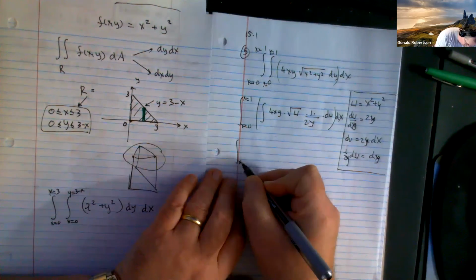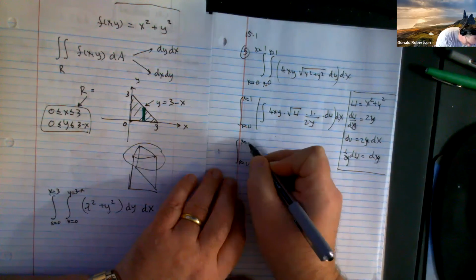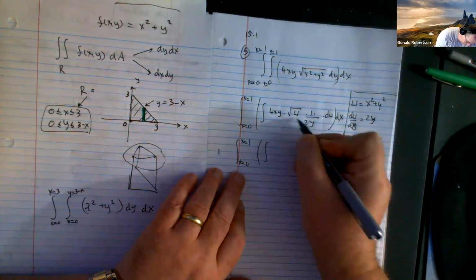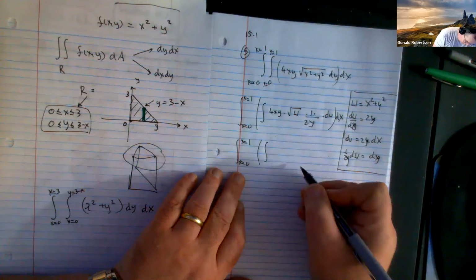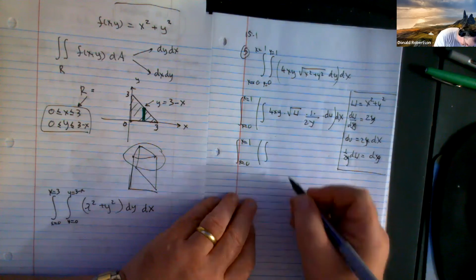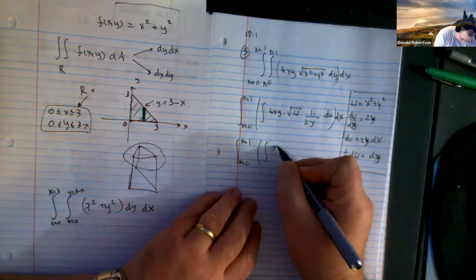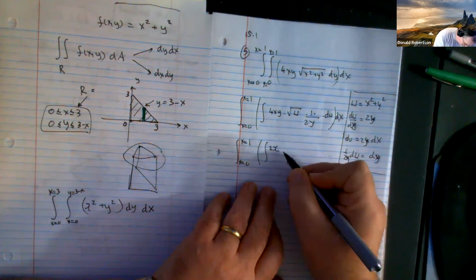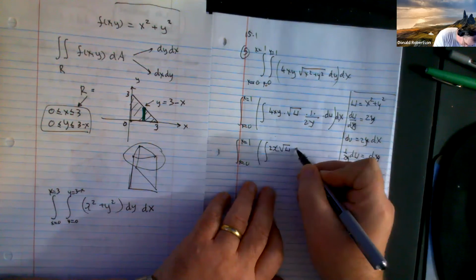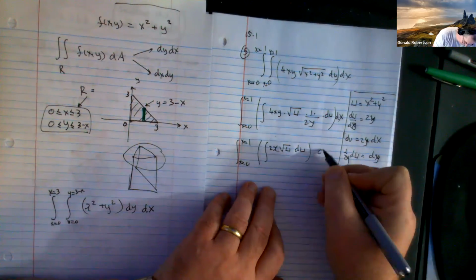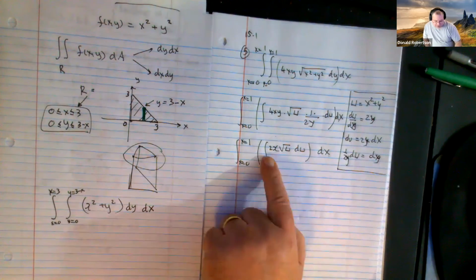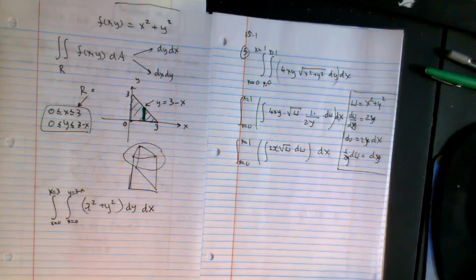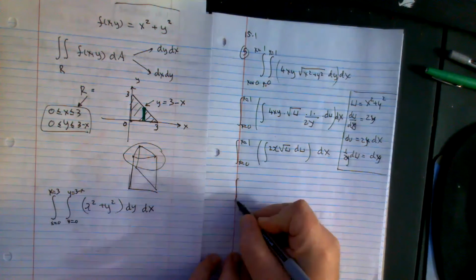So we're now going to have x equals 0 to x equals 1. The 2 and 2 are going to cancel, y and y are going to cancel. Looks like I've got an x left over, but I don't care about x's. They're just constants. And I have a 2 left over, and I have a square root of u du. Are you comfortable with that? Yes. Right.